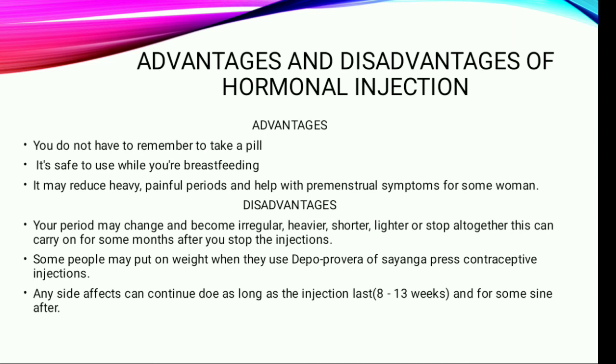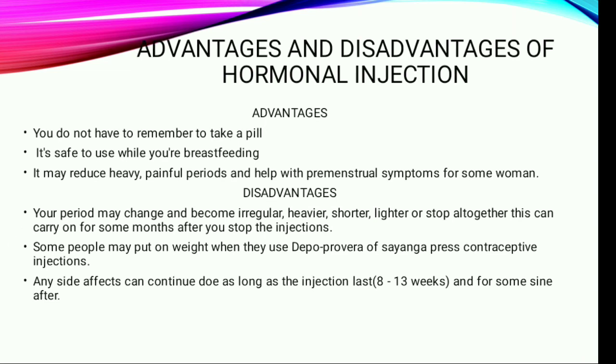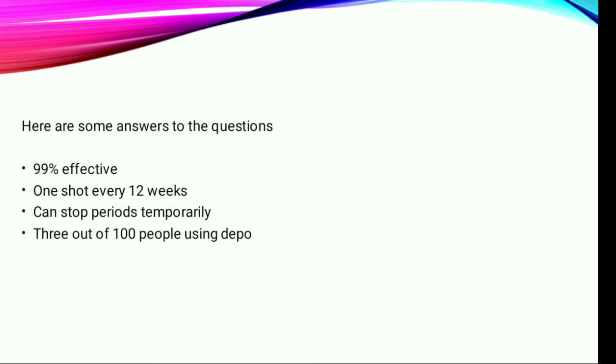Some people may put on weight when they use Depo-Provera contraceptive injections. Any side effects can continue as long as the injections last, 8 to 13 weeks, and for some time after. There are some questions that women ask about hormonal injections, like how effective are hormonal injections? How many weeks should hormonal injections be used? Do hormonal injections stop periods?